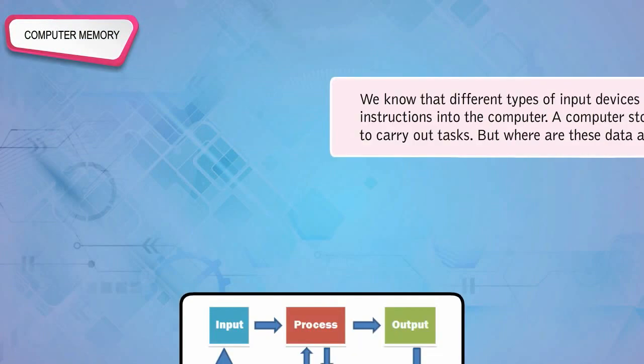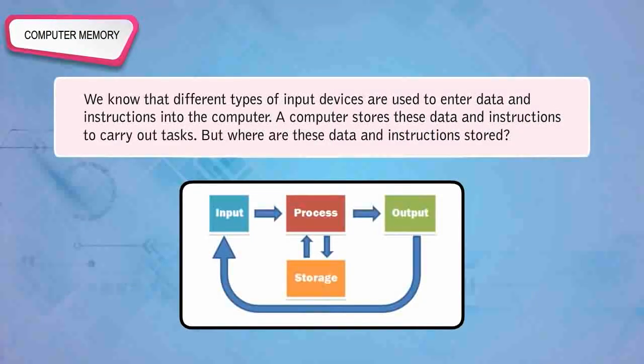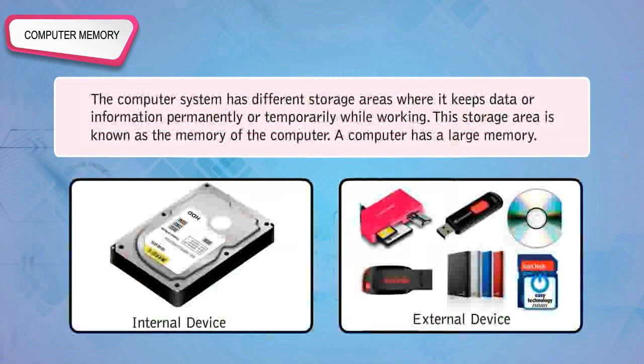Computer memory. We know that different types of input devices are used to enter data and instructions into the computer. A computer stores these data and instructions to carry out tasks. But where are these data and instructions stored? The computer system has different storage areas where it keeps data or information permanently or temporarily while working. This storage area is known as the memory of the computer. The computer has a large memory.